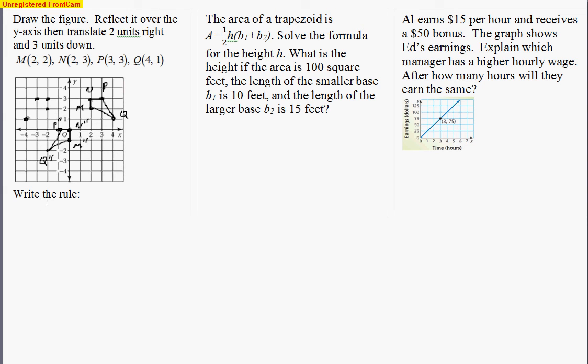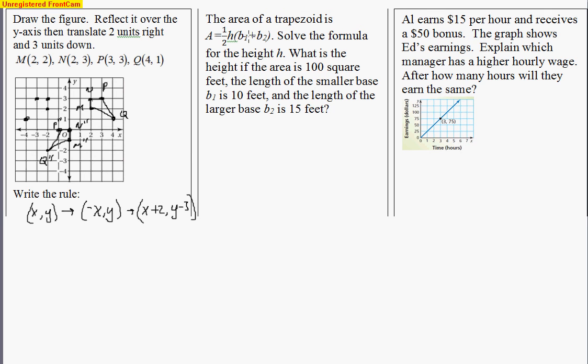So it says write the rule. So the rule would start off with x, y, but then we reflected. So with reflection, you notice how the y values stay the same. The x values are the part that switch sign, because they go to the other side of the y-axis. And then we had to do a translation. So translation said to go 2 right. So you have to take the x value and add 2, and then 3 down. So take the y value and go down 3.